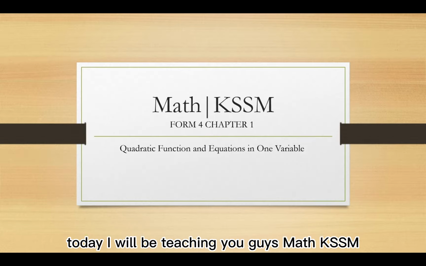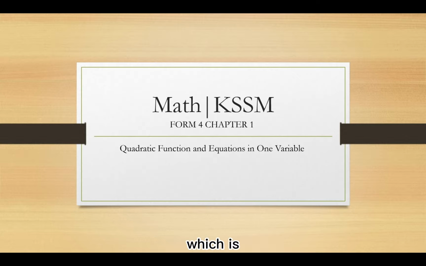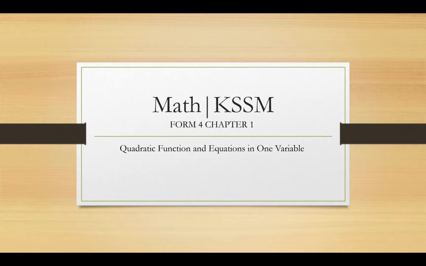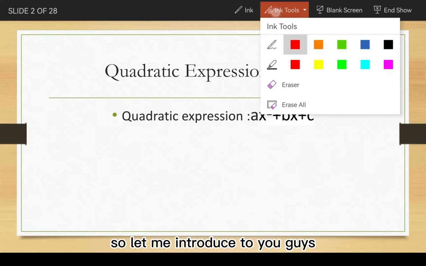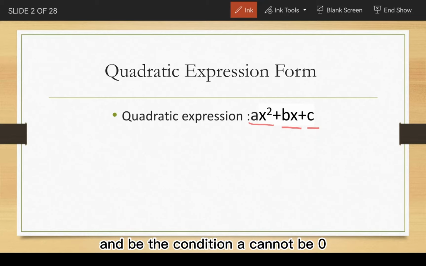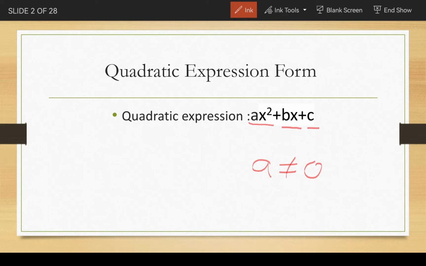Today I will be teaching you guys Maths KSSM Form 4 Chapter 1, which is Quadratic Function and Equation in One Variable. So, let me introduce to you guys what a quadratic expression looks like. It looks like ax squared plus bx plus c, with the condition that a cannot be 0.